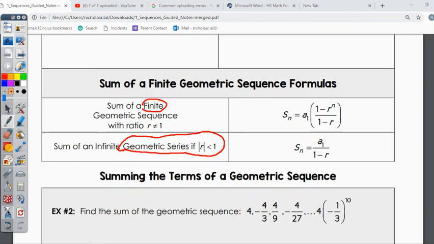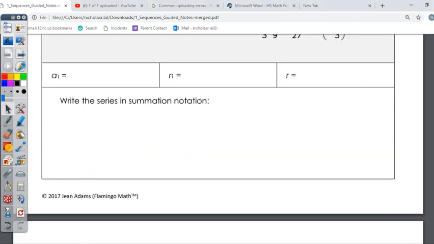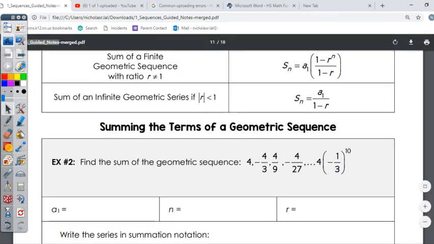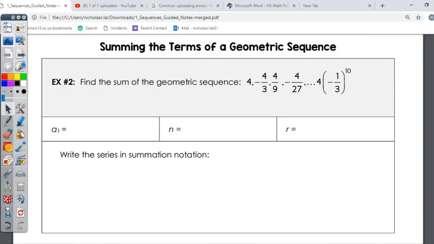Okay? So it's clear annotations? I mean, because all I did was circle things. All right? So you find the sum of a geometric sequence when, I'm sorry. Your pattern is 4, negative 4/3, 4/9, negative 4/27, all the way to 4 times negative 1/3 to the 10th.